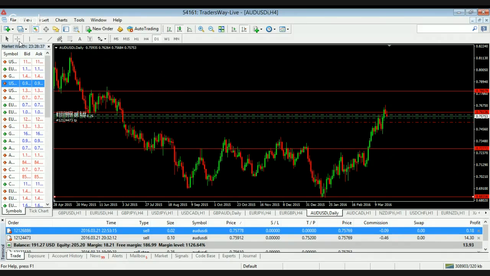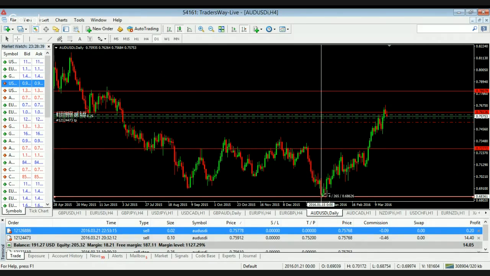And as you can see, once it touched the low over here, it came back over here. You could have taken a buy and ridden it all the way up here. Once it broke through here, you could have taken a buy on this second or third candlestick and ridden it all the way up to the next resistance level. All right, so that's how you trade off of these support and resistance zones.